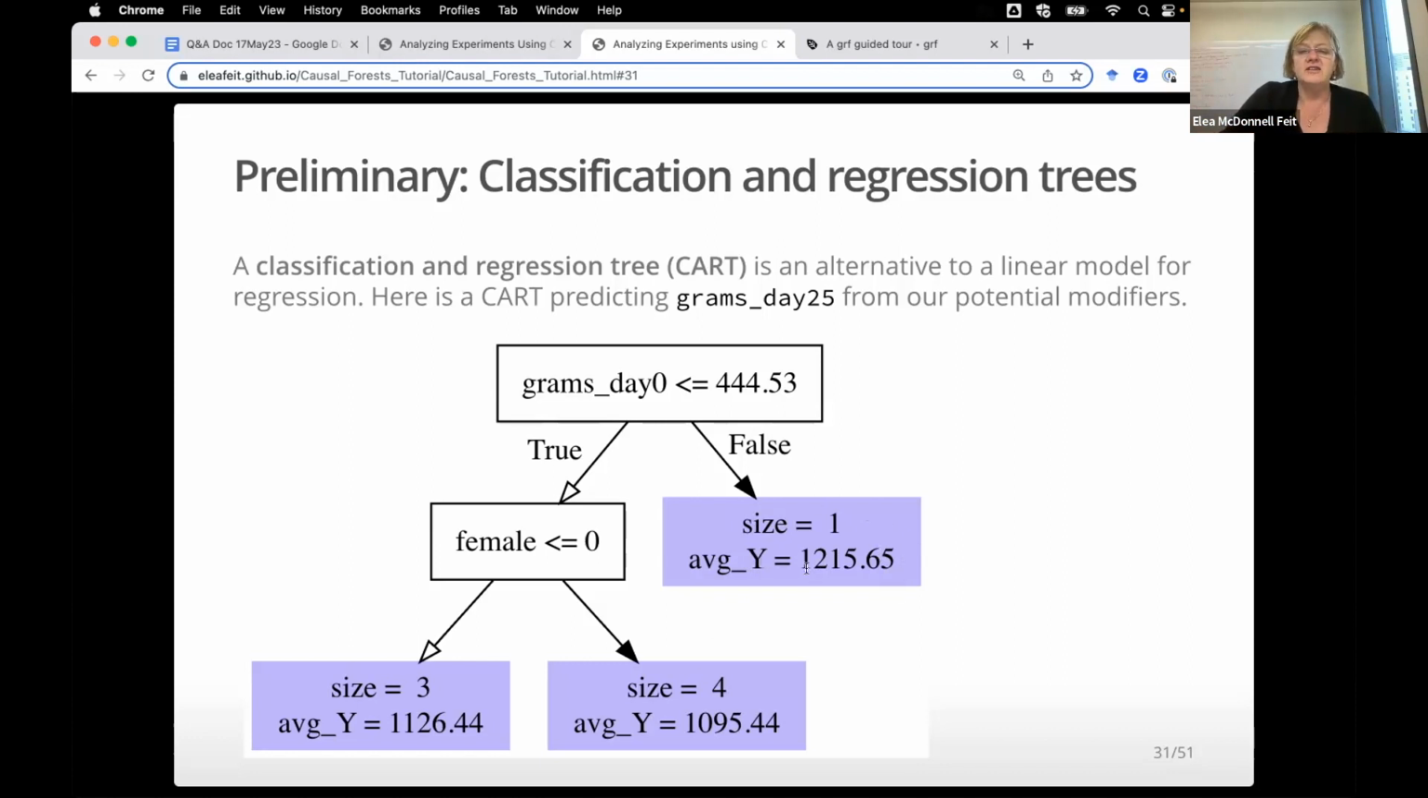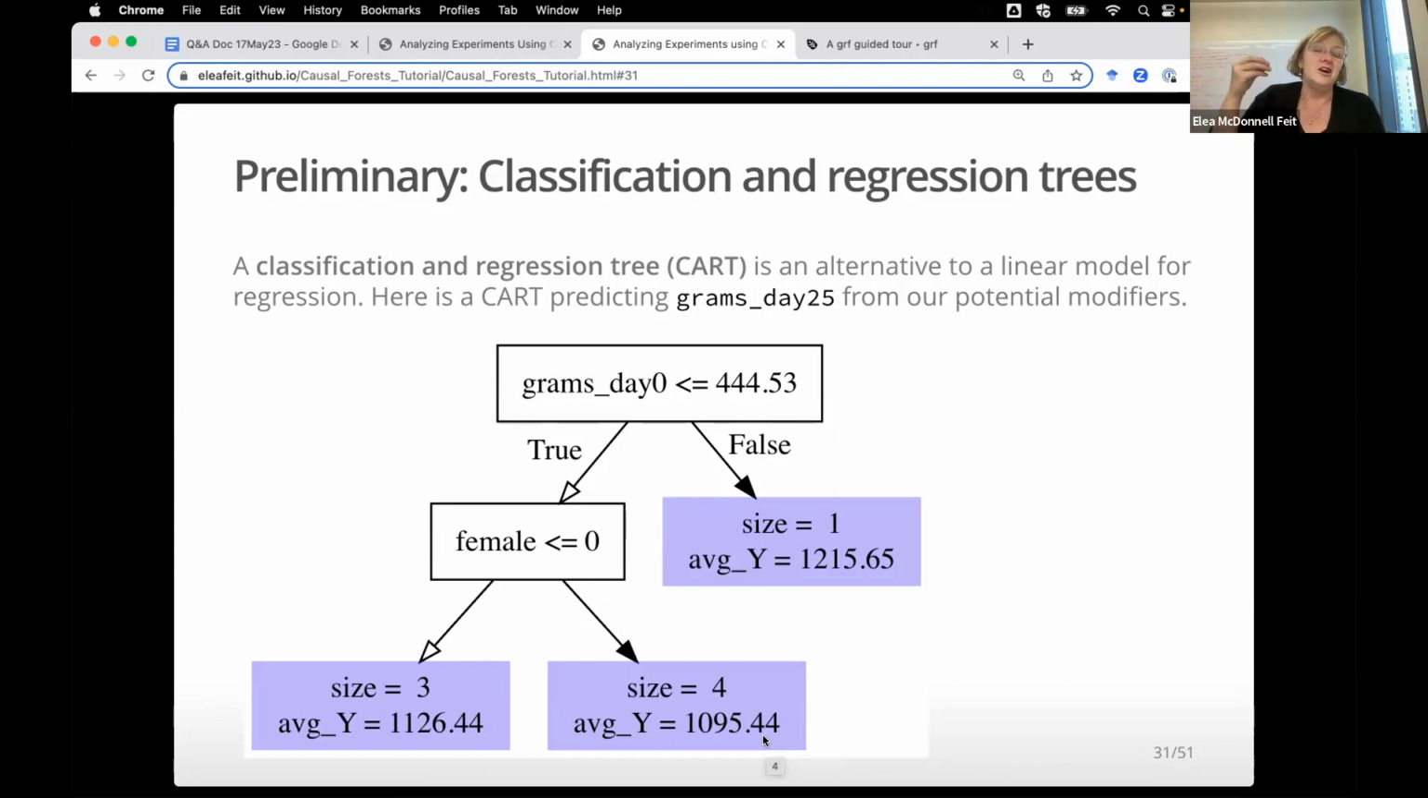And at that node, the prediction is 1,215.65. So if you are bigger than 444.53 grams on the day you hatched, then I'm going to predict that your grams day 25 will be 1,215.65. So there's no line, none of the things you might be used to from regression. It's just these simple rules. If you're less than 444 and you are male, which would put us at female less than 0, so that's male, I'm going to predict 1,126. And if you're female and you're small, I'm going to predict 1,095. So I can only ever predict 3 different numbers based on this CART tree. I predict those node numbers depending on where you fall into the classification tree.